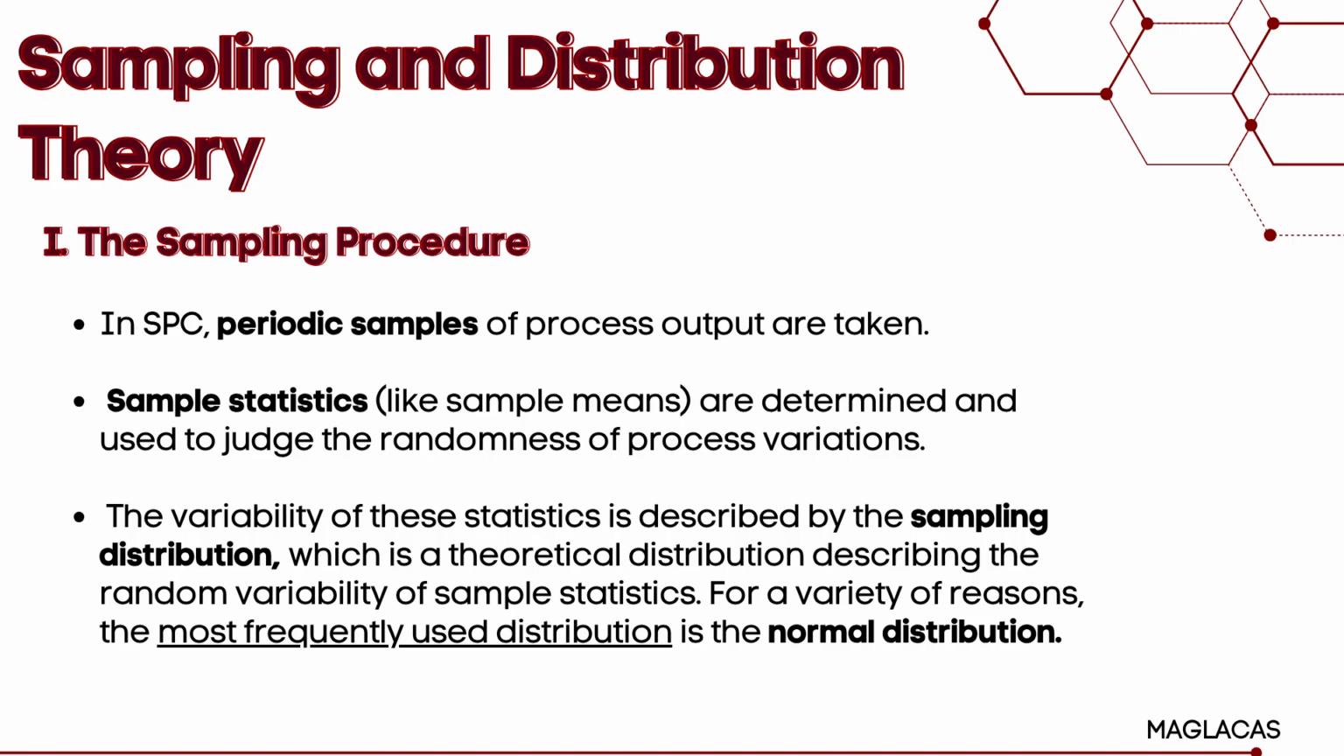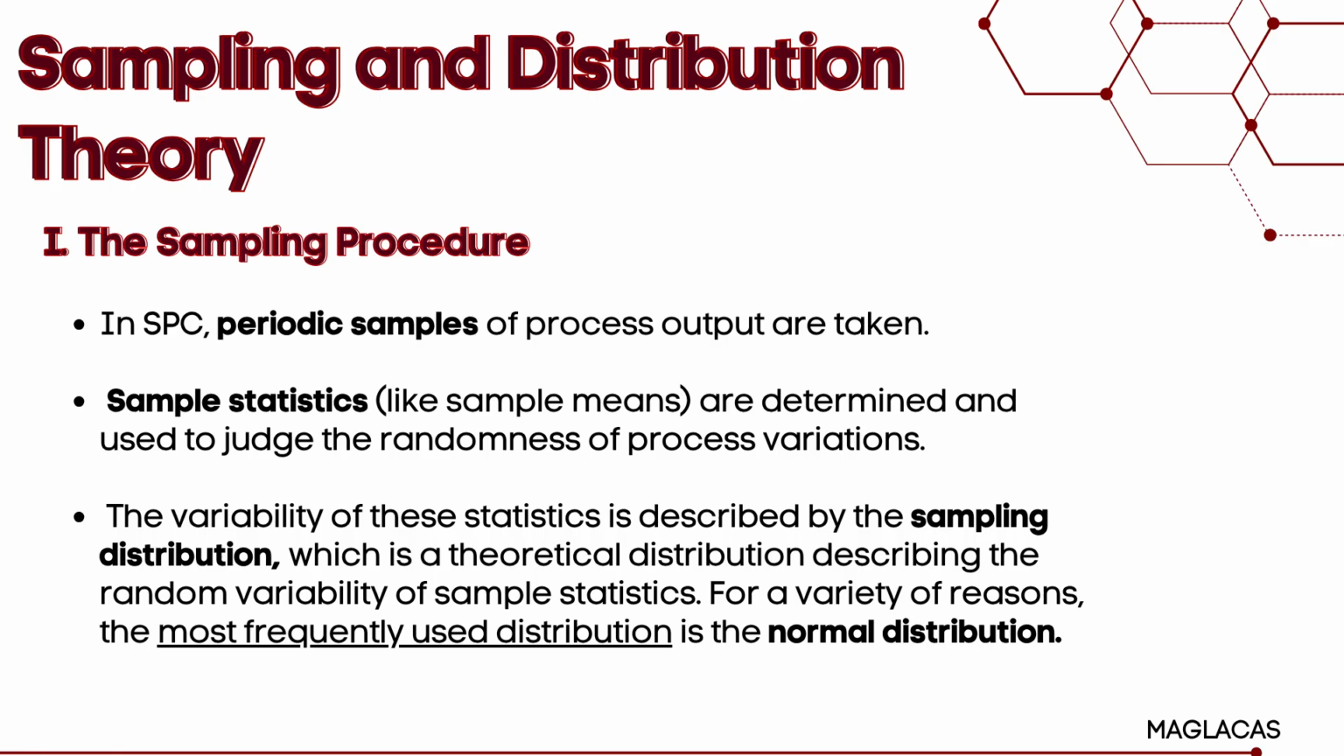Next is the sampling procedure. We do this to find the variability of a product. So the first step is, instead of inspecting every item, we take small groups, also known as periodic samples, of the output. The second is for each group, we calculate a single numerical value, such as the sample mean or the average size. This calculated value is the sample statistic. This sample statistic always shows variability.